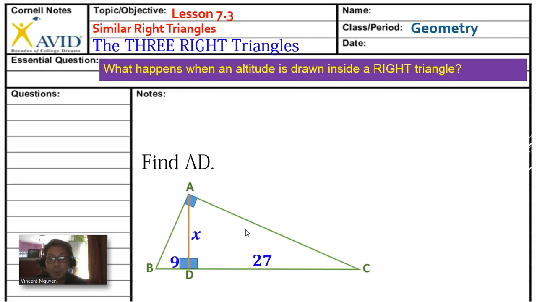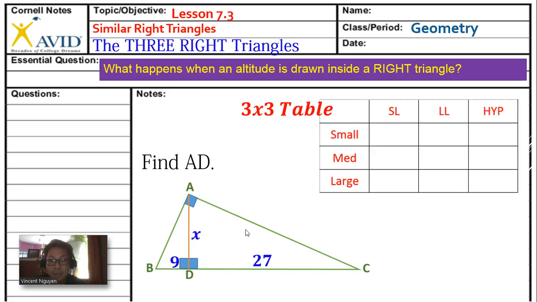So here's an example. This one is a simple example, and this one actually has a theorem that you could use, but it's the geometric mean to find the altitude of the similar right triangle. But that's in another lesson. Today, we're not going to talk about geometric mean. We're going to talk about this 3 by 3 table.